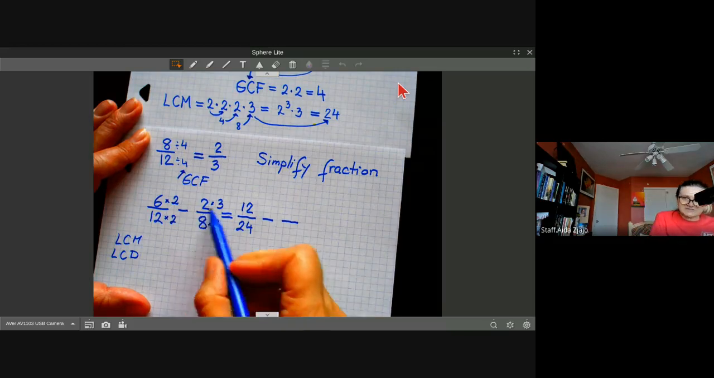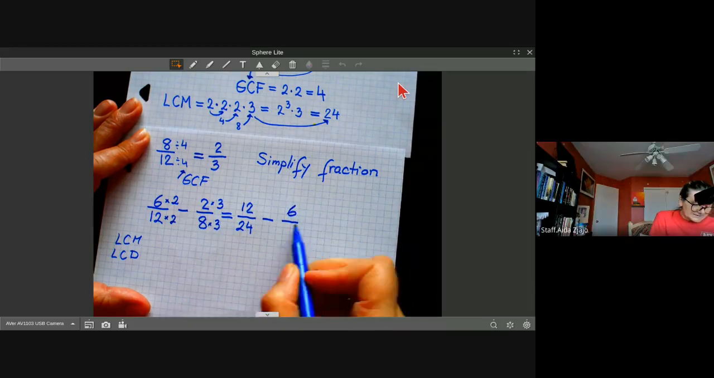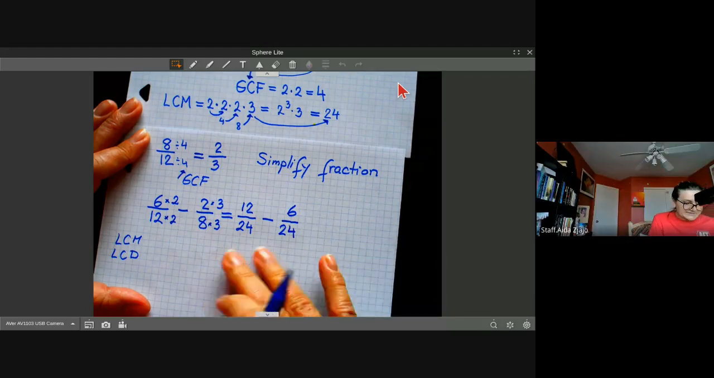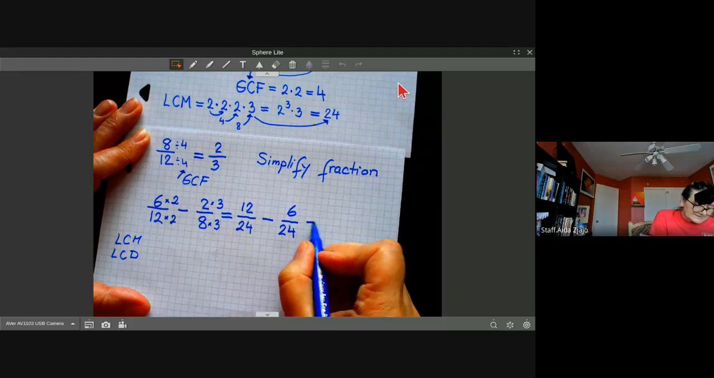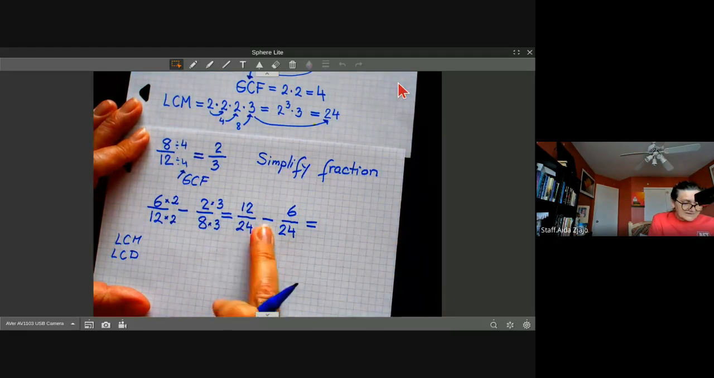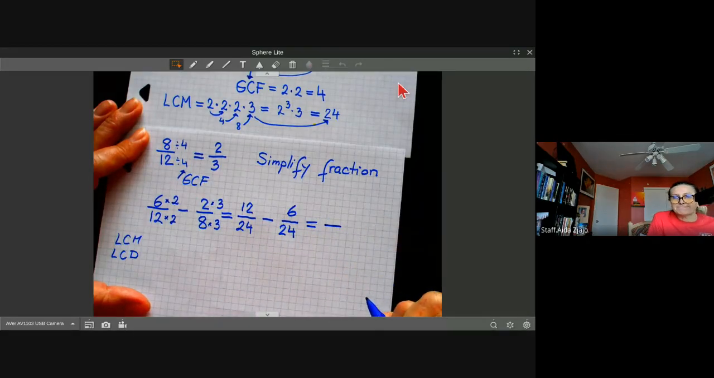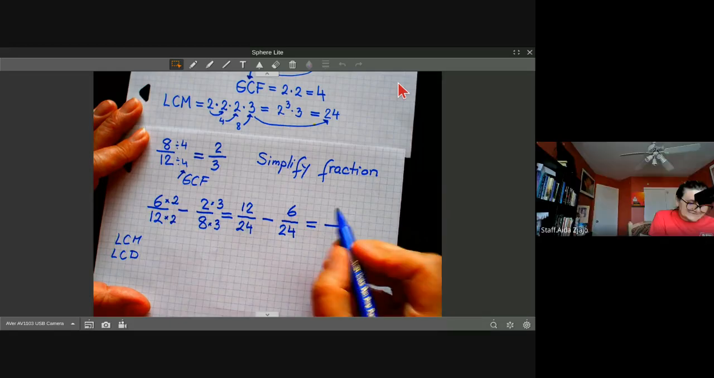What is 2 times 3? 6. And what is 3 times 8? 24. That's right. So now when the pieces are the same, I can subtract, and that is equal to 12 twenty-fourths. When you take away 6 twenty-fourths from it, what do you get? You get 6 twenty-fourths.